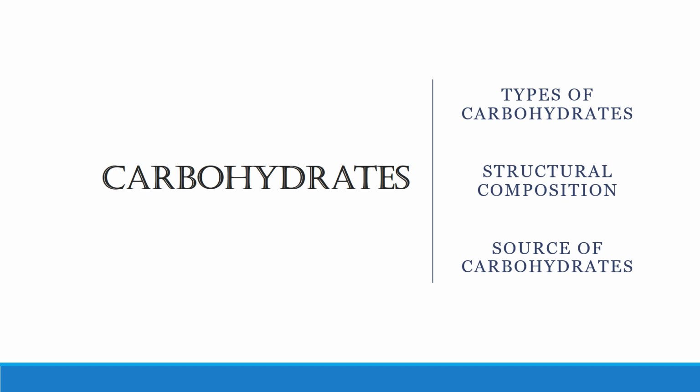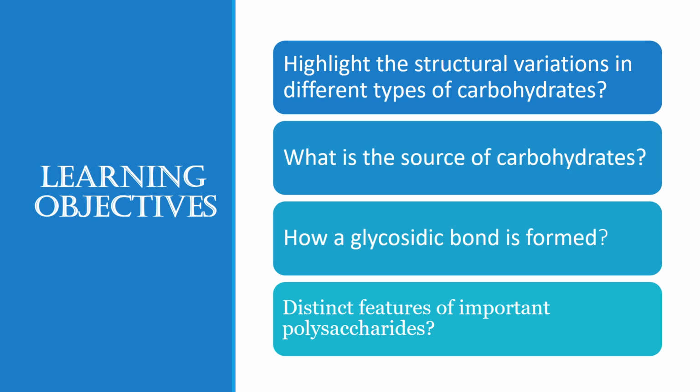And then we will also focus on the source of different carbohydrates that we have already discussed, that includes monosaccharide, disaccharide, and the oligo and polysaccharides as well. So by the end of this lecture, we hope that you will be able to identify and differentiate between the structural differences between different types of carbohydrates, their source, and you will also be able to understand how a glycosidic bond is formed.